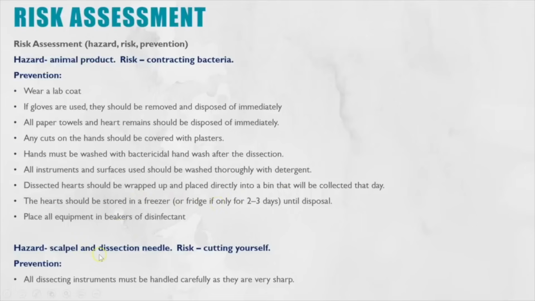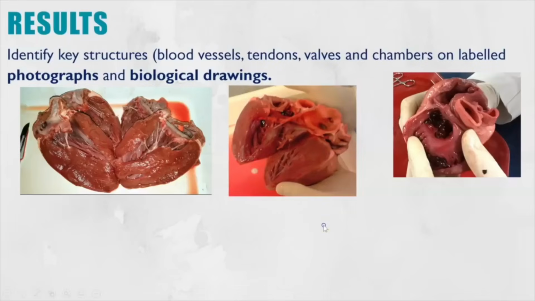Now, the second hazard is the dissection equipment, which is very sharp: the scalpel, scissors if you're using them, and the dissection needle. So the risk is you could cut yourself. Now, to prevent that, you just need to make sure you are handling all of the equipment very, very carefully and sensibly. So that would cover your risk assessment.